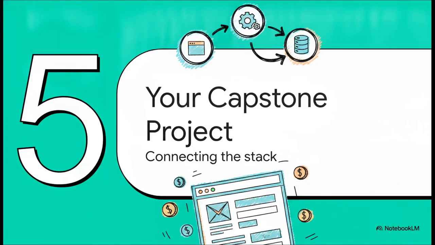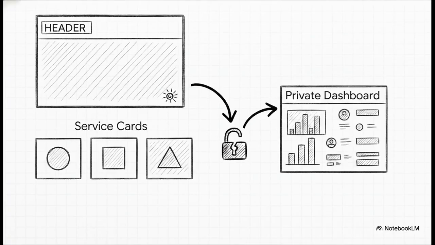Section 5, building your capstone project. It's time to connect the stack. To truly prove your skills, you need to build something real. Imagine building a mini service marketplace where local tutors can list their services. You'll build the HTML and CSS cards to elegantly display those services. You'll use JavaScript to let users filter the subjects without reloading the page. And you'll build a secure backend where a tutor can log in and update their pricing.